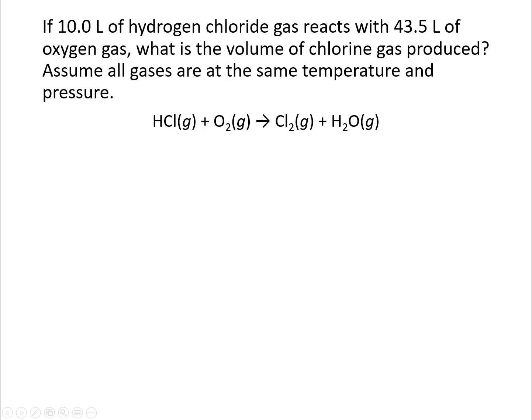Okay. So here's the last one that we're going to do. And it's more of the same in terms of making sure that the equation is balanced. We're starting with 10 liters of hydrogen chloride gas and 43.5 liters of oxygen gas. And we want to know what volume of chlorine gas is produced. And we're told to assume that all gases are at the same temperature and pressure. What that means is that we can say liters instead of moles when we have a balanced equation.